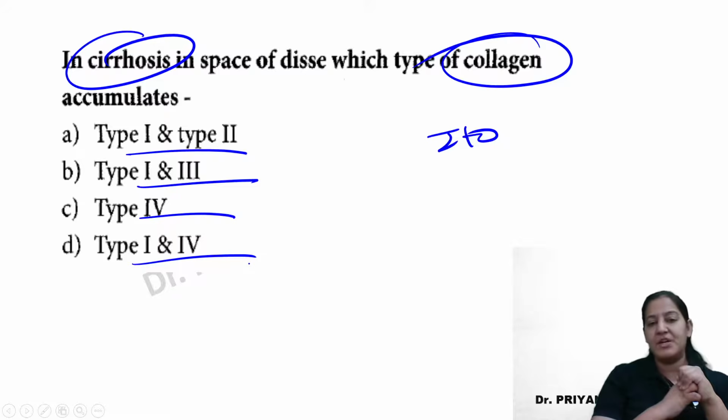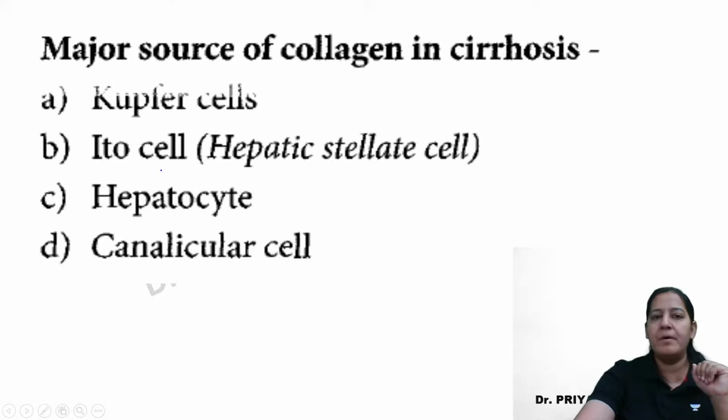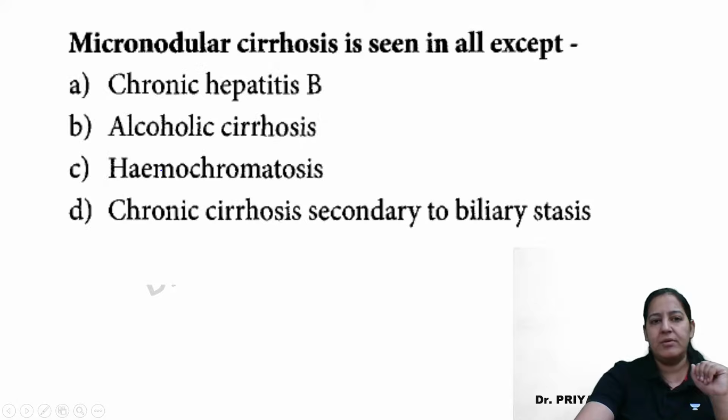In my notes it is written, but I forgot to tell you, it's type 1 and 3. Type 1 and 3 collagen is formed by these cells. Right? Okay. Can you tell me the answer of this important question?